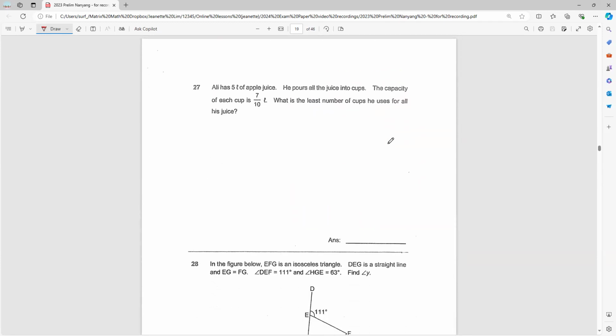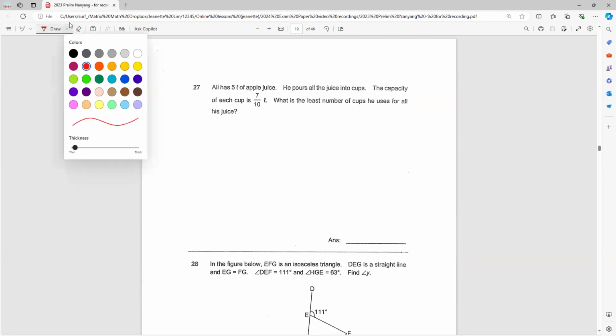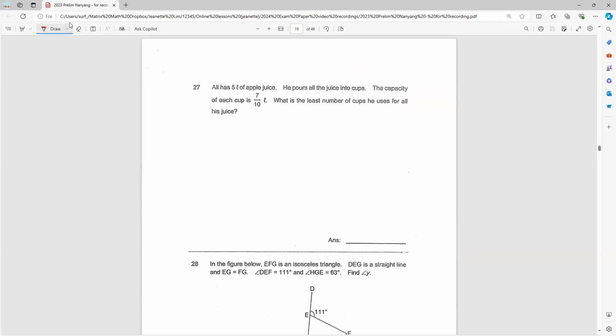Question 27. Ali has 5 liters of apple juice. He pours all the juice into cups. The capacity of each cup is 7/10 liters. What is the least number of cups he uses? What is the least number of cups he uses for all his juice?